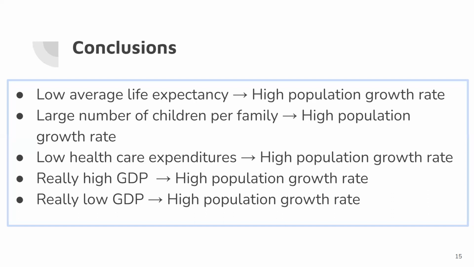Really low GDP countries, such as Papua New Guinea or Kazakhstan, have a high population growth rate, but also are not thriving and do not have a high GDP.